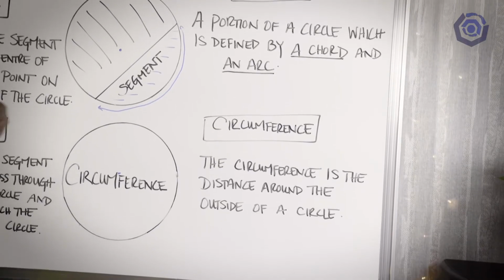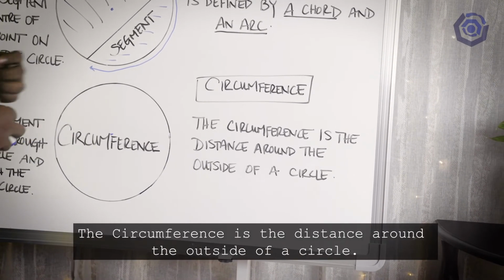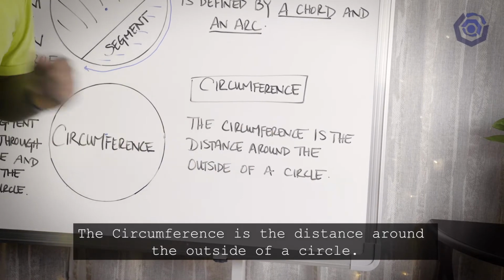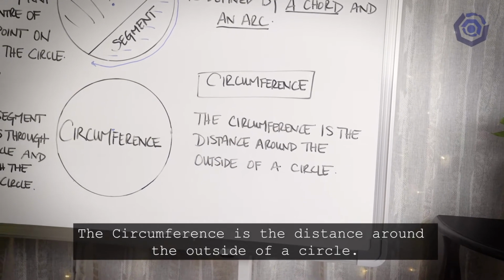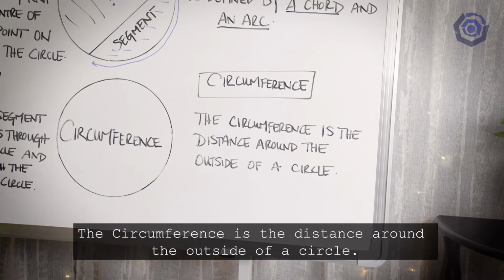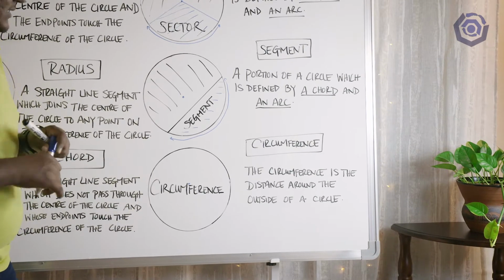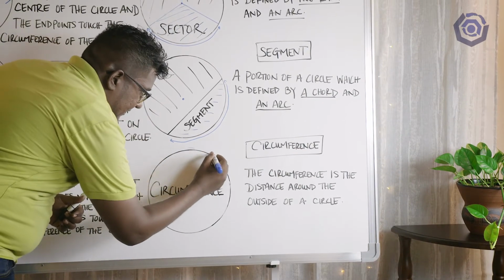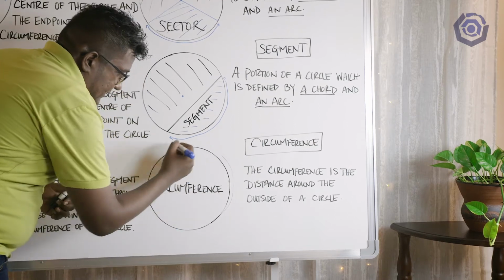And the last one we have here is the circumference of a circle. The circumference is the distance around the outside of a circle. So when you're asked to find the circumference, it's this entire distance here that goes around the circle.